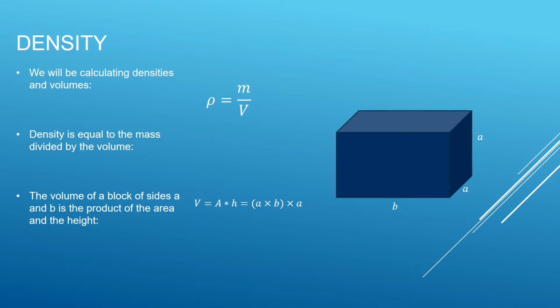Probably one of the most important concepts of this lab is going to be density. Density is defined as mass per unit volume, so it's a mass over a volume. The volume, of course, can be calculated as an area times a height, the area being a cube or a circle, times a height.